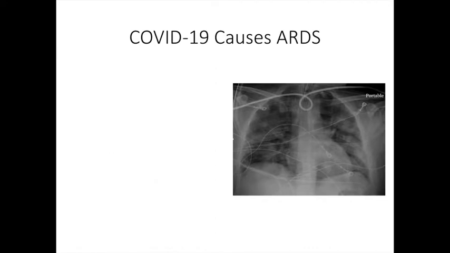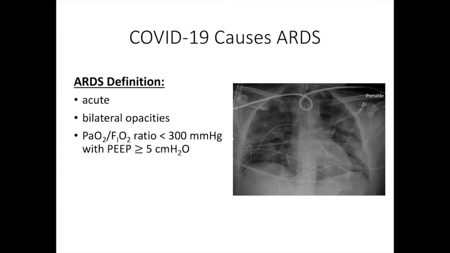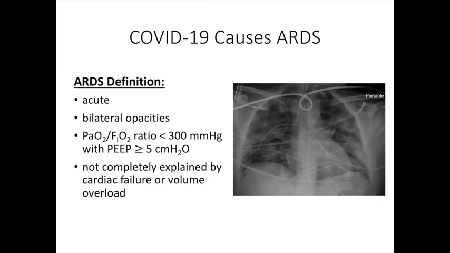The predominant way that COVID-19 leads to respiratory failure is by causing ARDS. As a review, ARDS is a syndrome that is acute. It presents with bilateral opacities on chest imaging. The PaO2 to FiO2 ratio is less than 300 when PEEP is greater than 5. And these abnormalities are not completely explained by cardiac failure or volume overload.